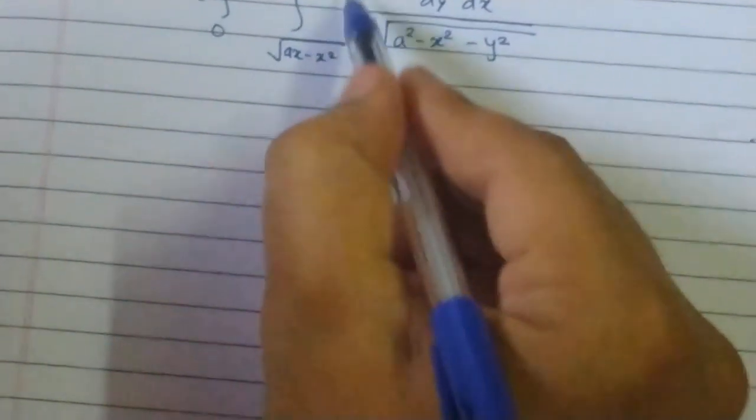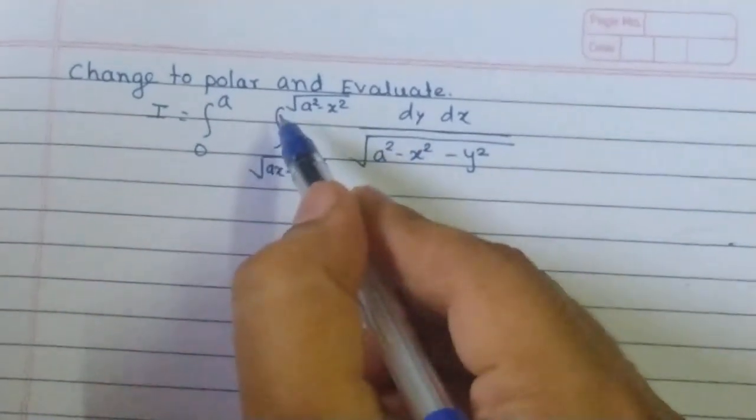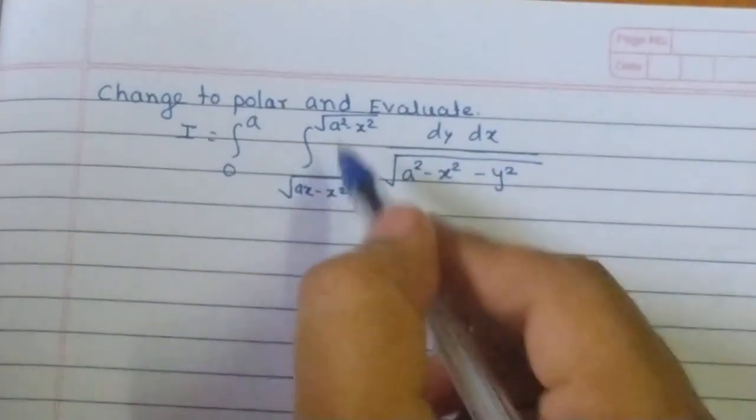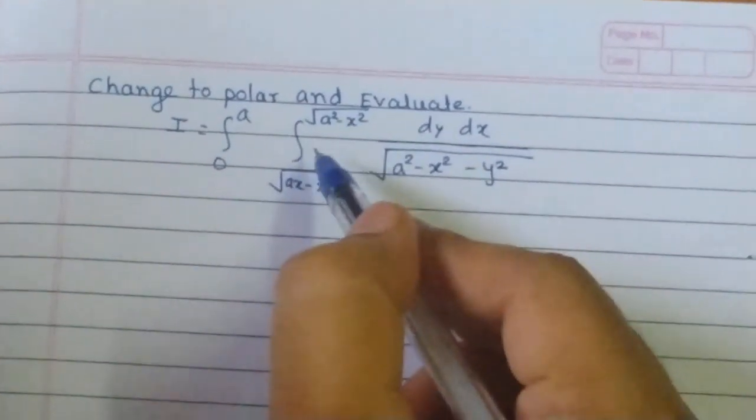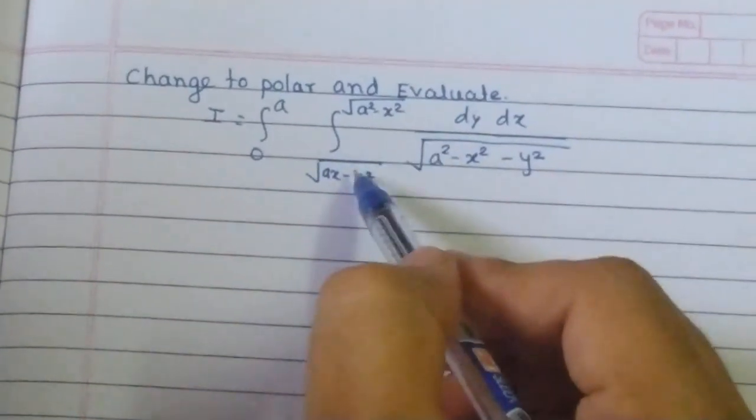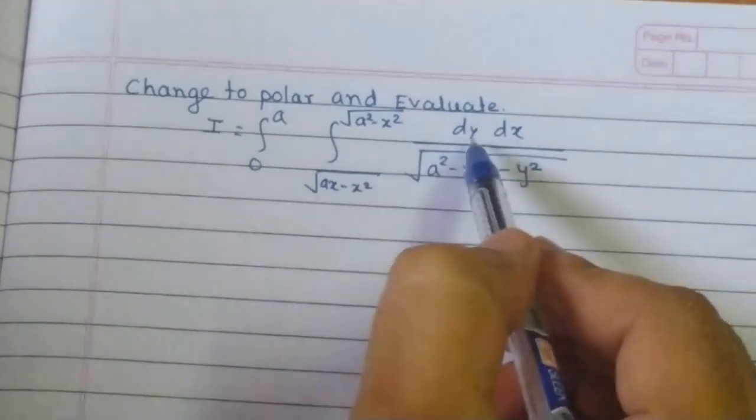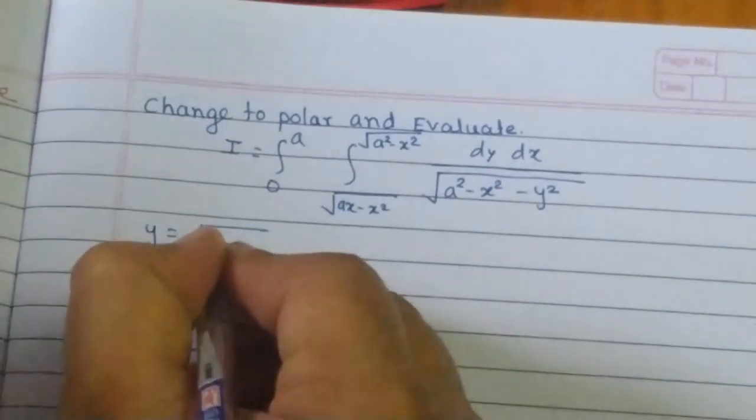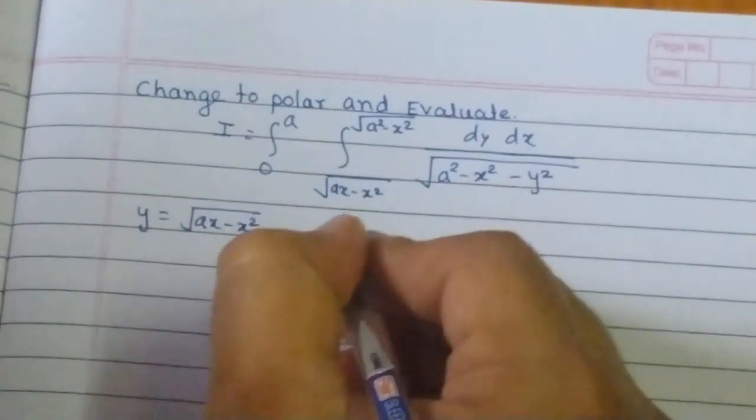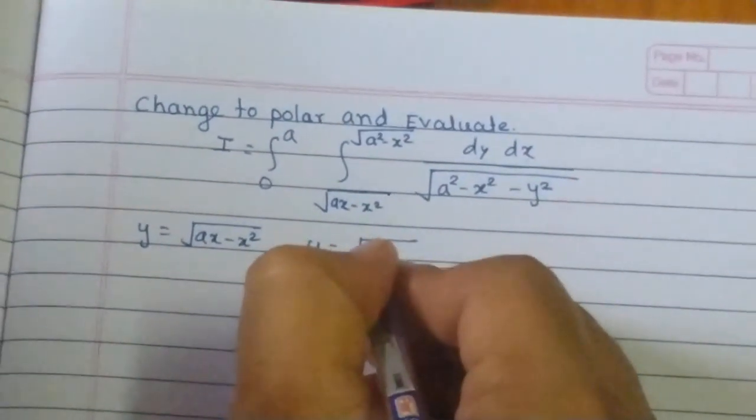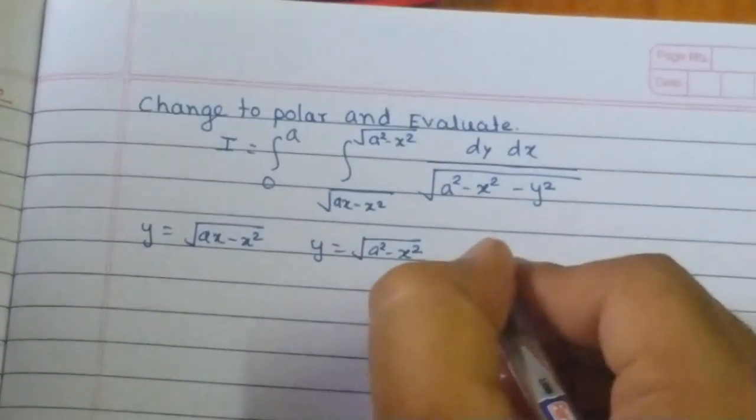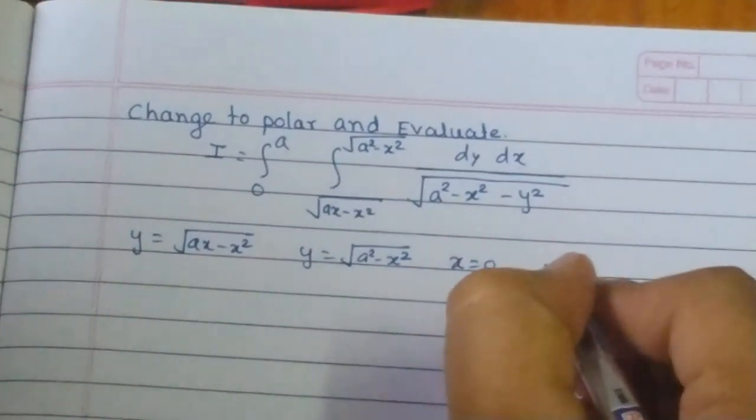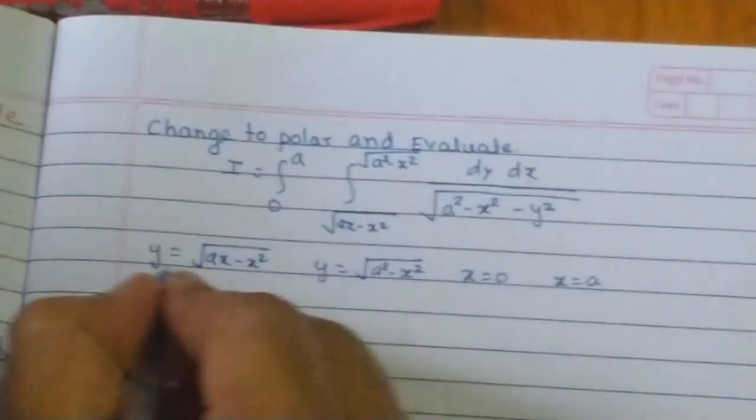Now observe this and tell me, what type of limits are given here? The inner limits are expressed in terms of x, and these are the limits of y. So we have y equal to square root of ax minus x square, and y equal to square root of a square minus x square. X goes from 0 to a.